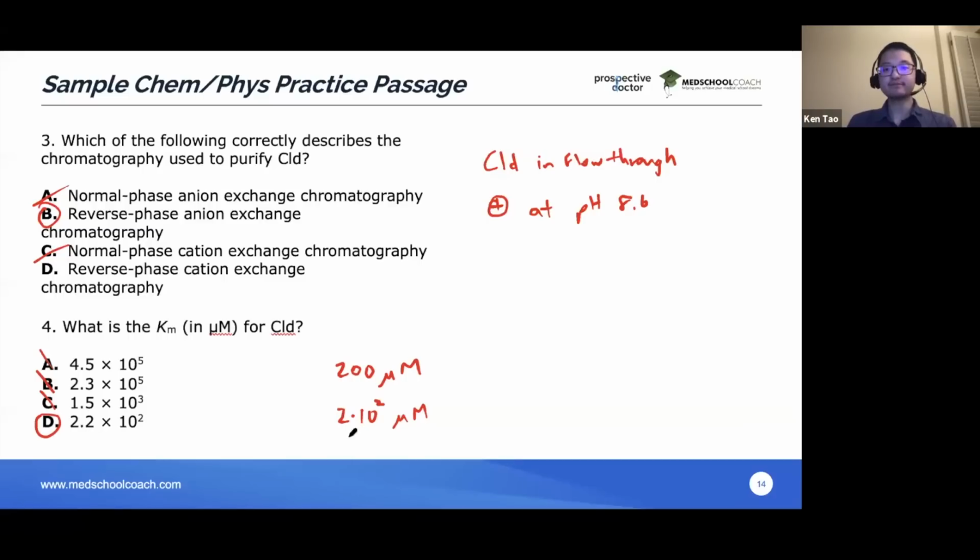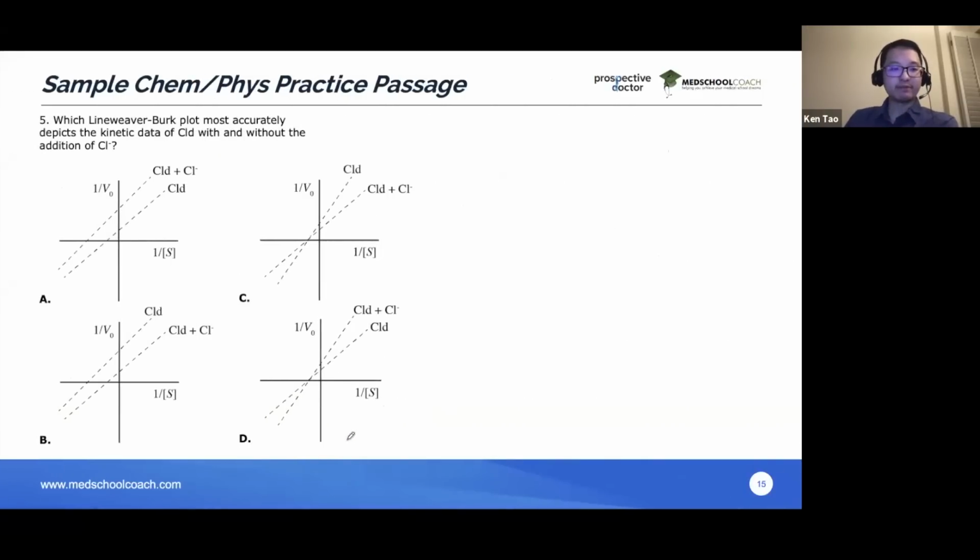Okay, and finally, we have number 5, which asks: which Lineweaver-Burk plot most accurately depicts the kinetic data of chloride dismutase with and without the addition of chloride? First thing I want to emphasize, enzymes and biochemistry in general are a super high yield topic for the MCAT. You definitely want to know this. Now, the key information you need to recall specifically with Lineweaver-Burk plots is that the y-intercept is equal to 1 over Vmax, and the x-intercept is equal to negative 1 over Km.